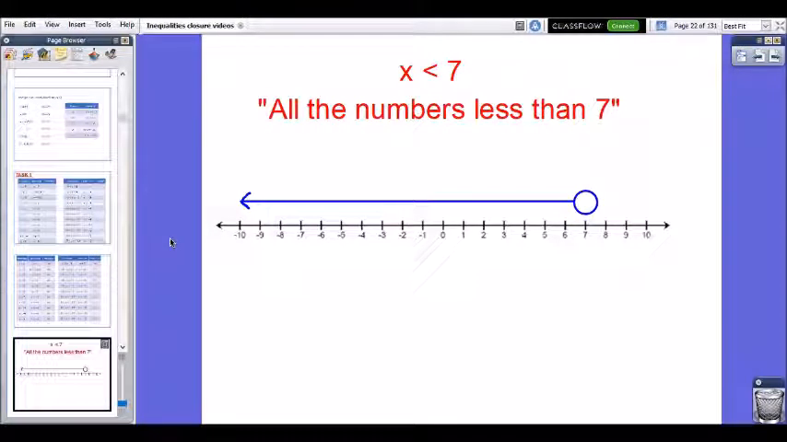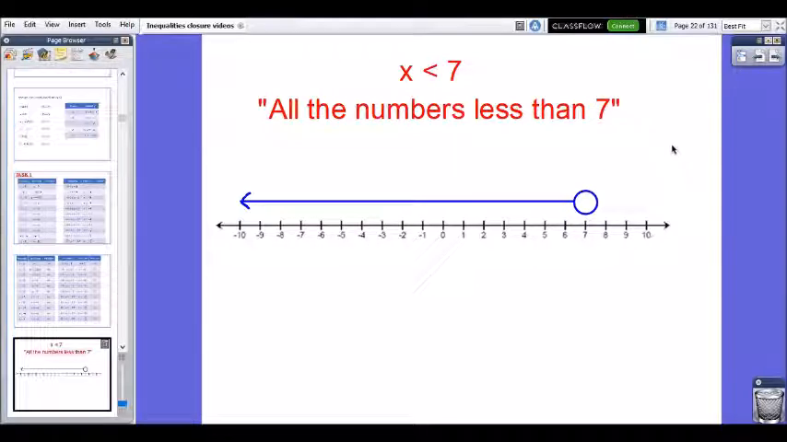Okay, so the next thing we're going to be doing in this lesson is looking at how to represent inequalities on a number line. So if you have a look at this inequality on my screen, this tells me that x must be less than 7. So this value x represents all the numbers less than 7. Okay, so looking at my number line, I've got my circle on 7, and my arrow just points to all those values less than 7. And that arrow would go on forever and ever and ever.